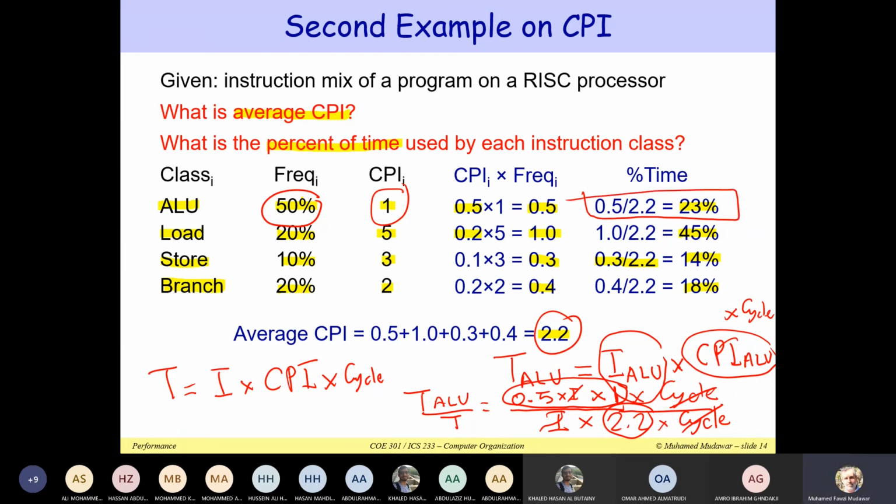Okay, so that's it for today. Thank you very much. That's the answer why we divided by 2.2. That's how we calculate the percent of the ALU execution time. You can do it exactly the same for load, for store, and for branch. So I'm going to stop recording.